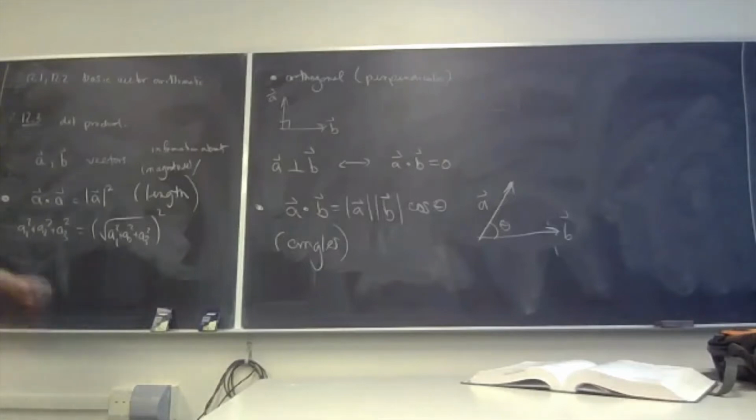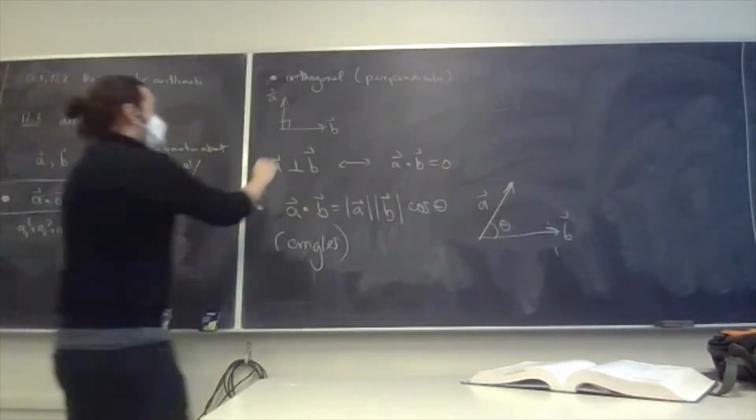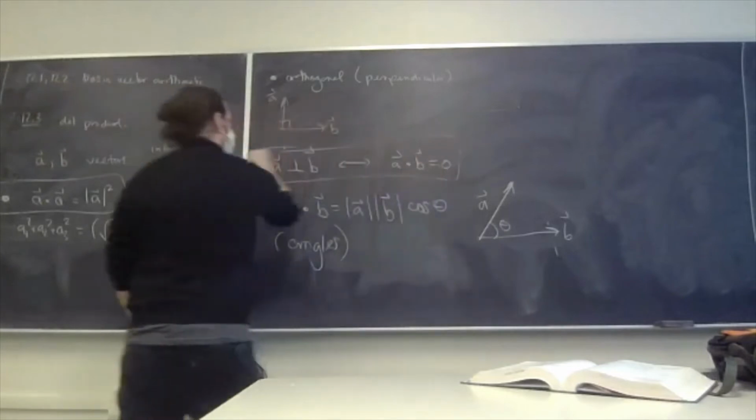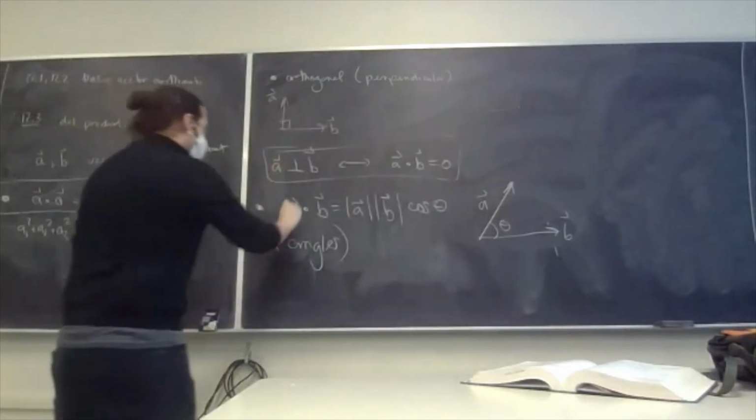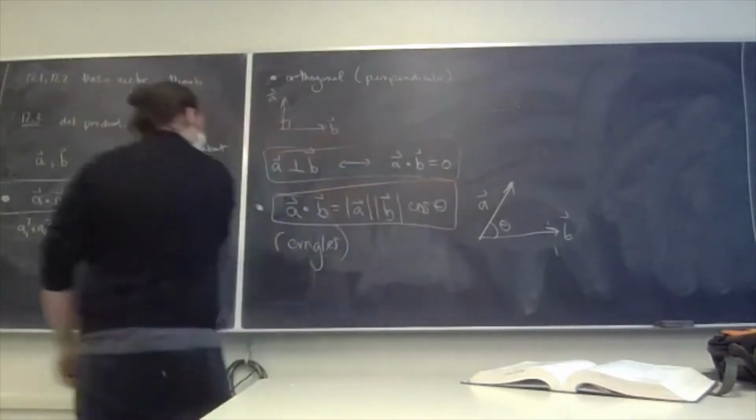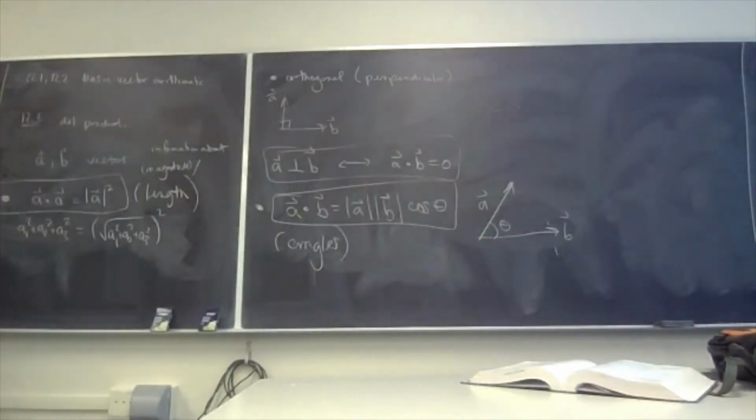Okay. So this is the big deal with dot products. I'm going to reiterate. Dot products contain information about magnitude with this formula. They contain information about right angles or orthogonality with this formula, and they contain information about angles with that one. Those are all big features of dot products that you need to have.